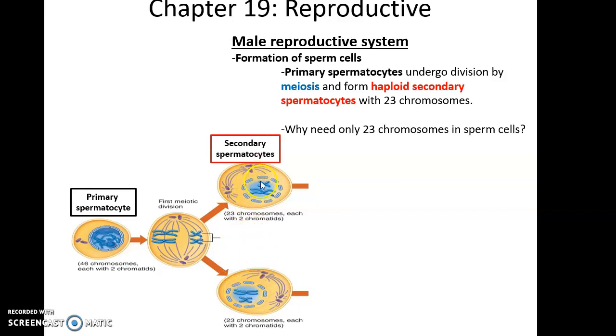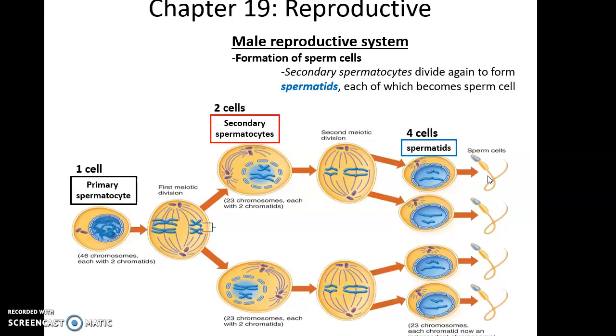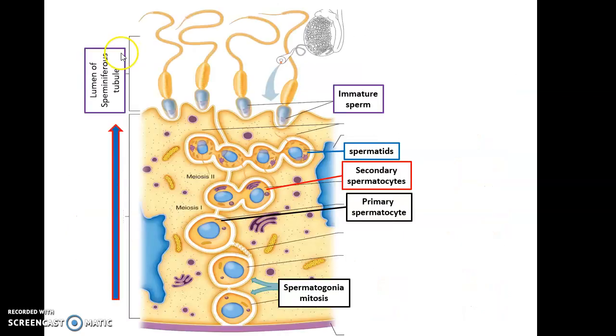Why do they need 23? Well, when we fertilize an oocyte, we want to return to the number of 46, so you have to have the right number of chromosomes in the sperm to make sure that happens. Then the secondary spermatocytes will divide, giving us 4 immature spermatids, and then the 4 immature spermatids will start to develop into immature sperm cells. So again, we start with 1 cell with 46 chromosomes. We end with 4 cells, each with 23 chromosomes.